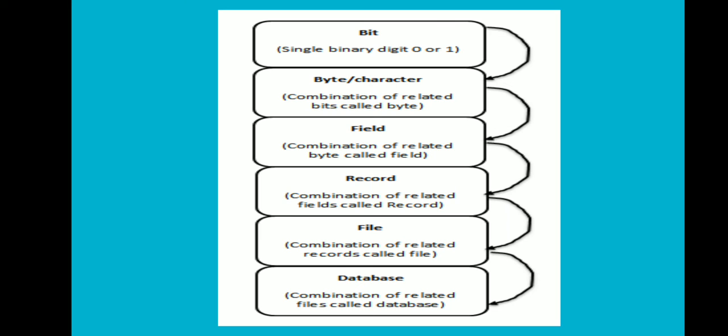Field. A field is a collection of bytes that contain information about an item. For example, the name of a student, his or her age, and class. Record. A record is a collection of interrelated fields. For example, a student's record may contain fields such as name, age, class, and subjects. File. A file is a collection of related records. For example, a collection of all records of all the students in your class is a class file.